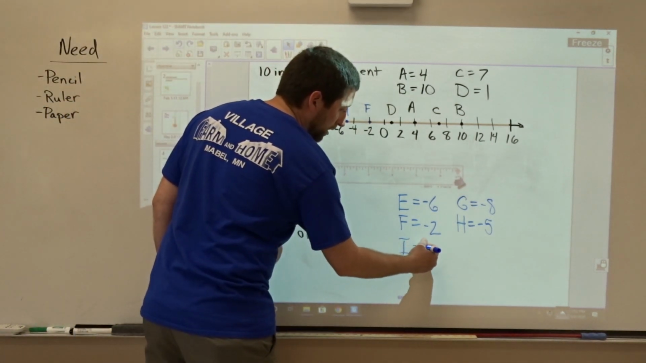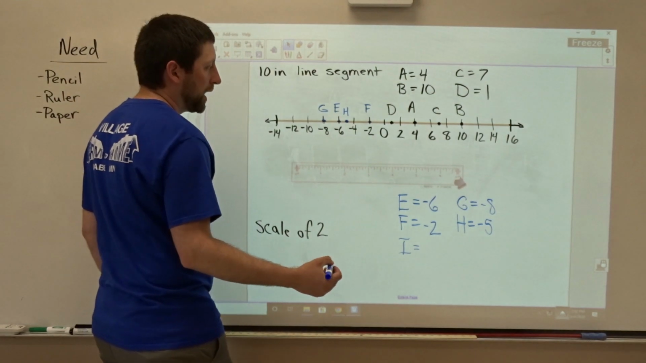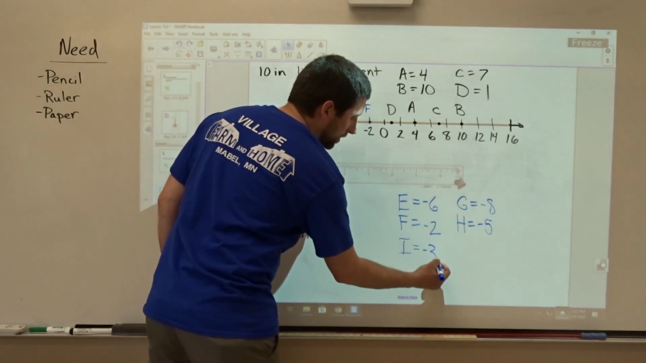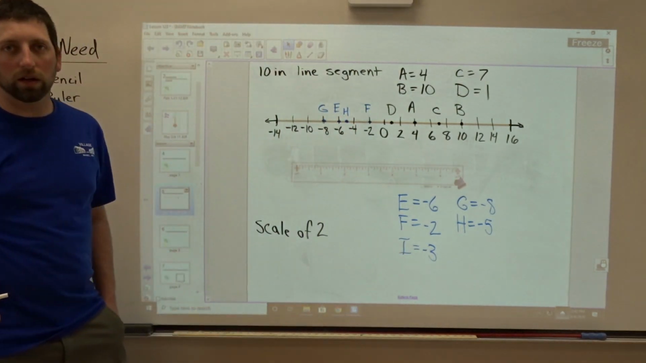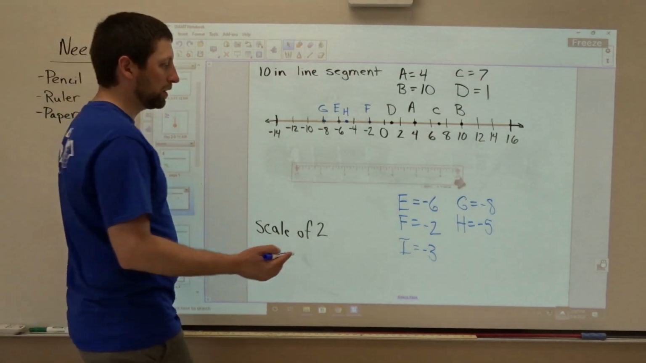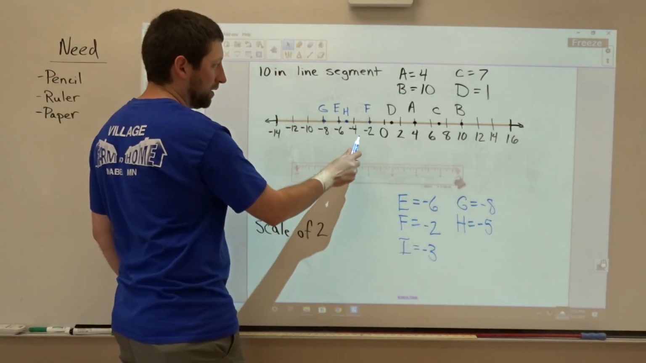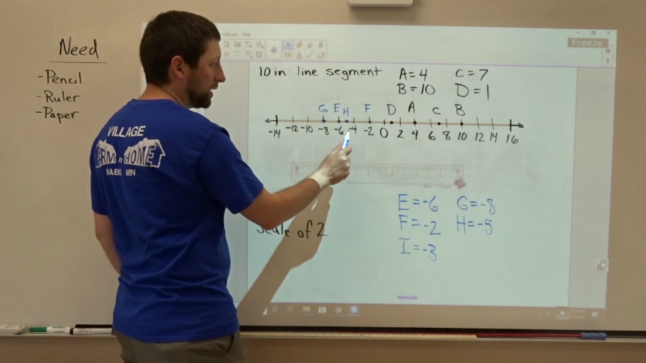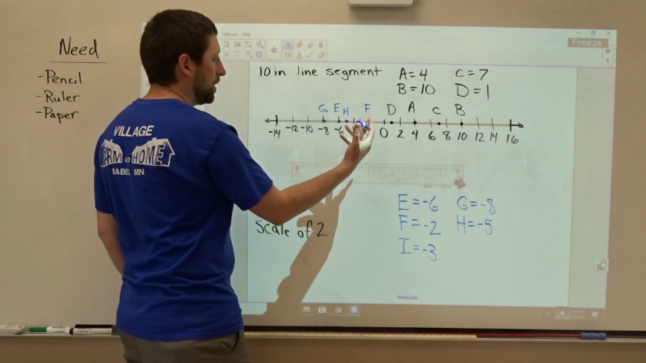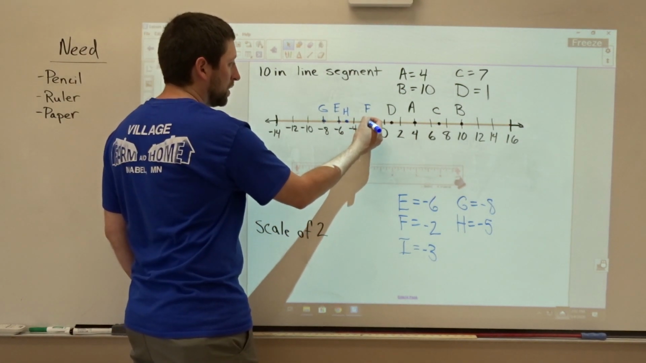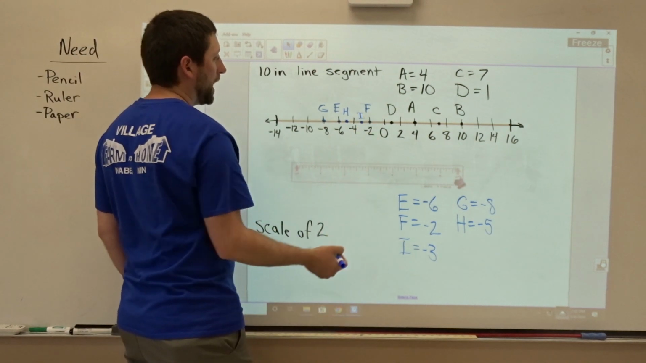Okay, and let's do one more. Let's do I, and we'll say I equals -3. Well, that doesn't have a line again, so I find where -2 is. Here's -4. It's got to go right in the middle, and I would call that one I right there.